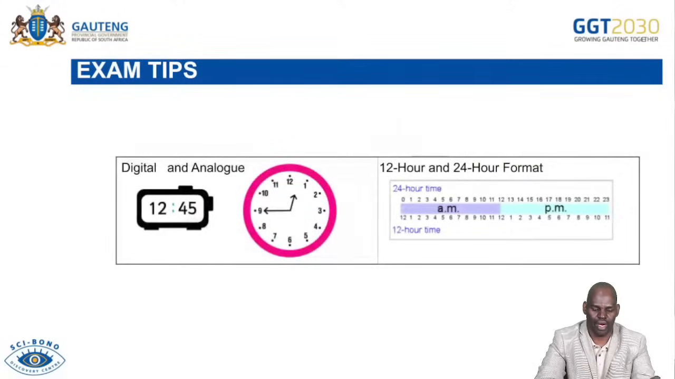Then the time format. We know that the time can be indicated in the form of digital or analog, so you must be able to read the time that is given there in either form. Then the time format again: remember, we've got the 12-hour format and the 24-hour format. You must know the difference between the 12-hour and the 24-hour format.